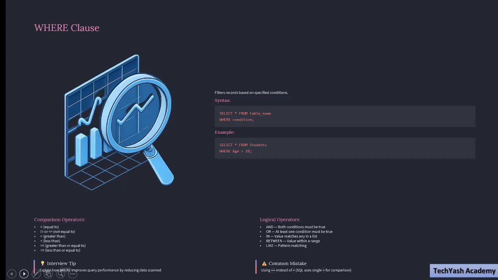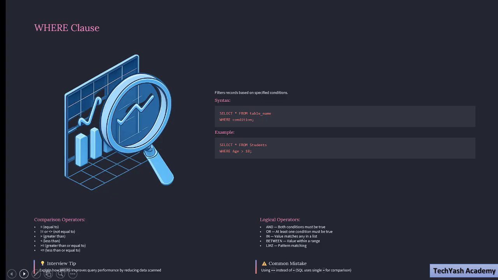After that, we have the where clause. The where clause is used to filter the data based on a specific condition. You can do this using equal to, not equal to, greater than, less than, greater than or equal to, and less than or equal to. This kind of filtering is done using the where clause.